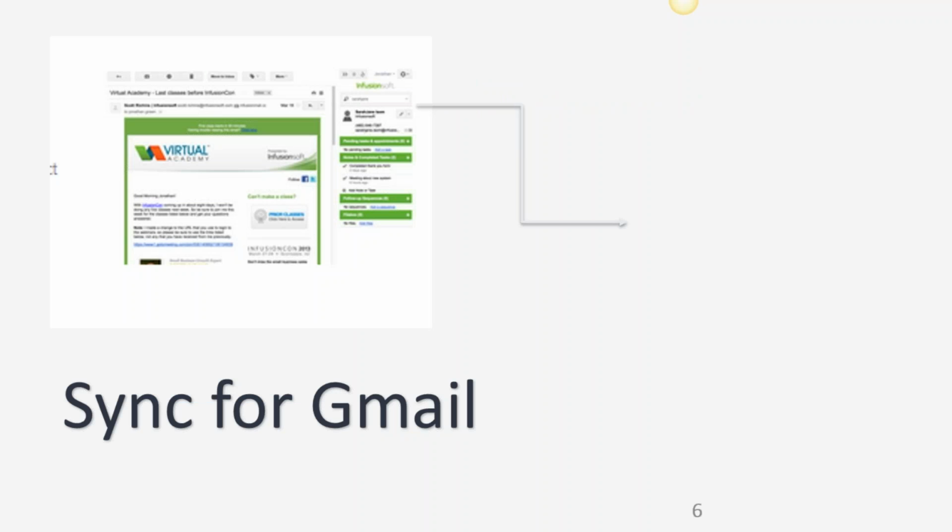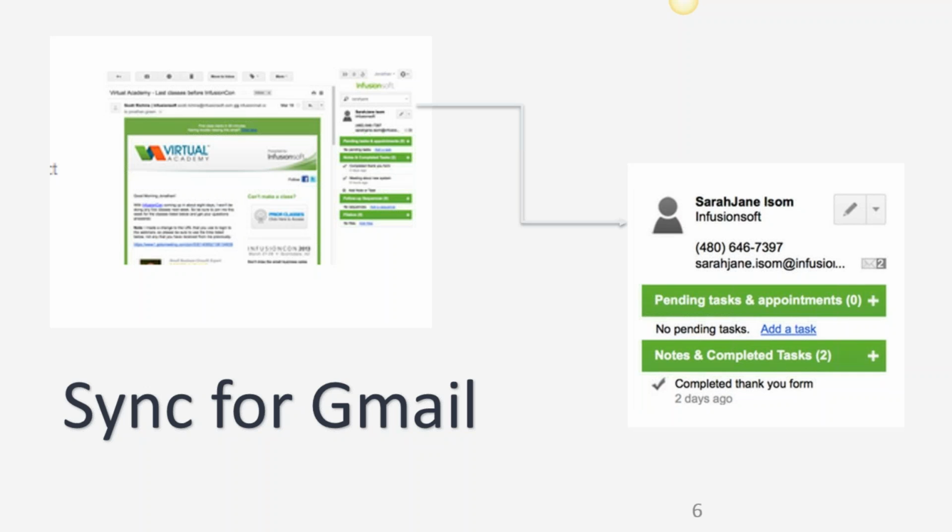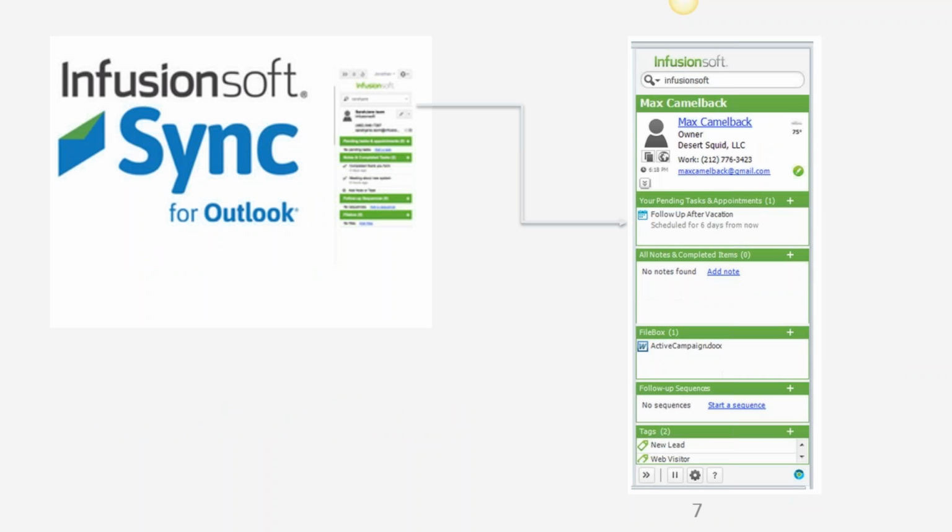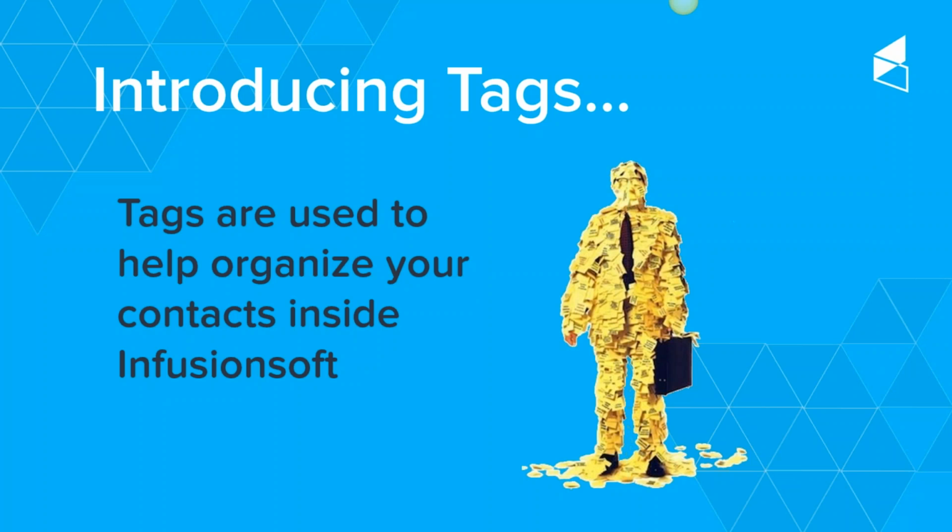And then we also have a sync for Gmail as well as Outlook. So what it looks like is when you open up your email, you're going to have a column on the right-hand side that opens up that shows your contact information on the top right there, as you can see, and then tasks and notes and follow-up sequences, if any, and then tags that they're associated with. That is free as well, and that is in the Infusionsoft Marketplace.